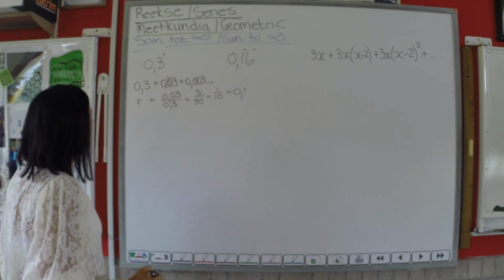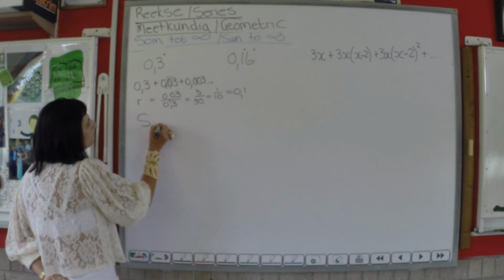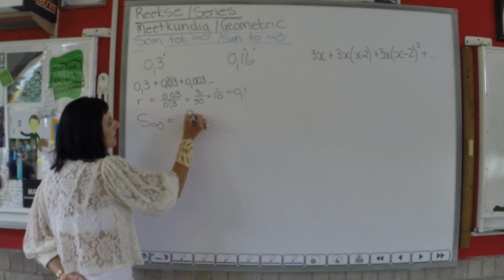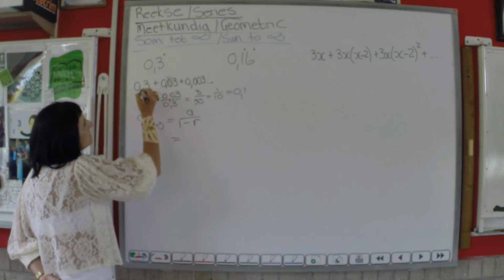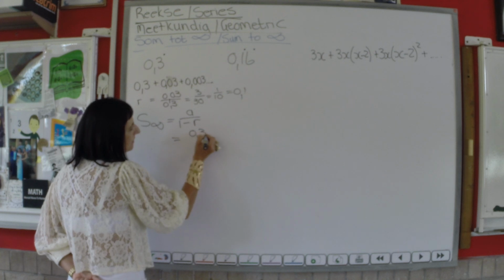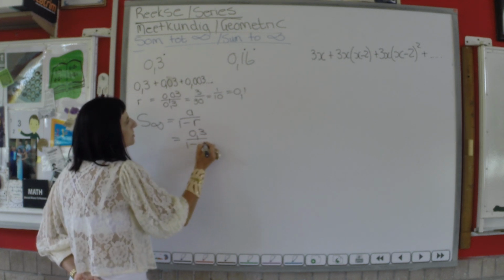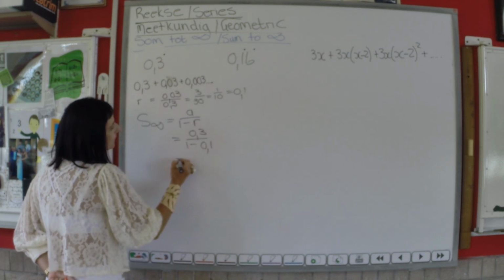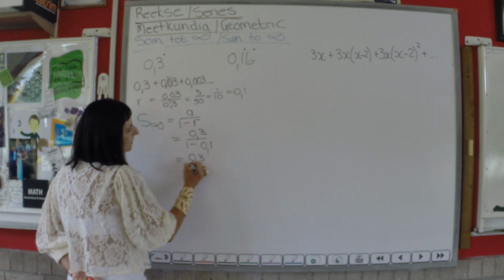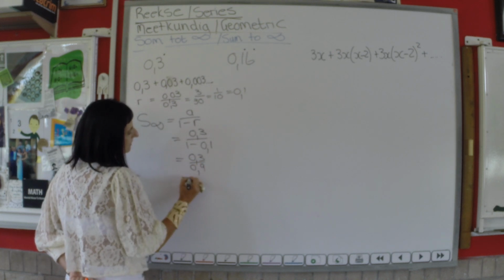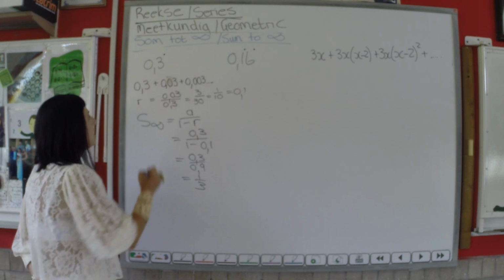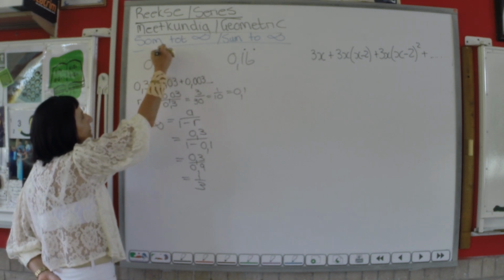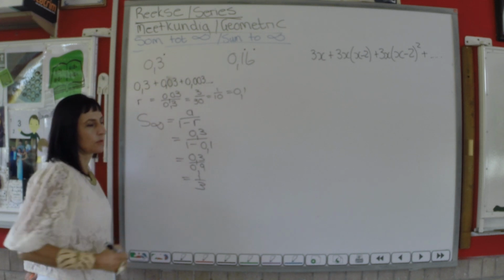Good. So now we can determine the sum to infinity by using our formula. It's A on 1 minus R. So my eerste term is 0,3 en dan het ek 1 minus 0,1. Dit gee vir my 0,9 en dit is gelyk aan 'n derde. En daar het ek met behulp van som tot oneindig 'n repeterende desimale breek omgeskakel in 'n gewone breek.